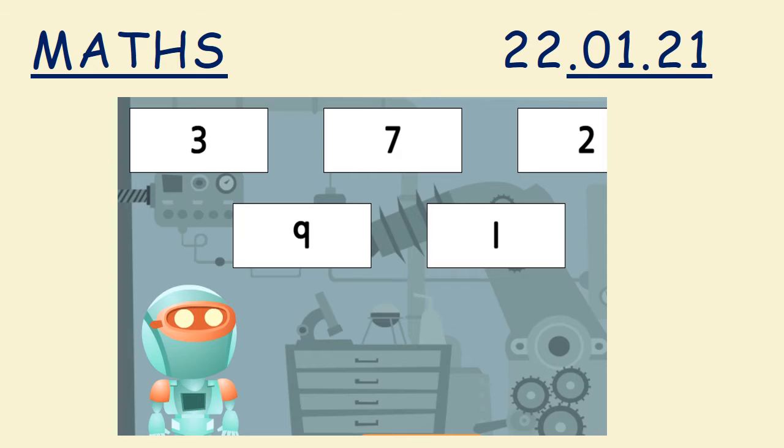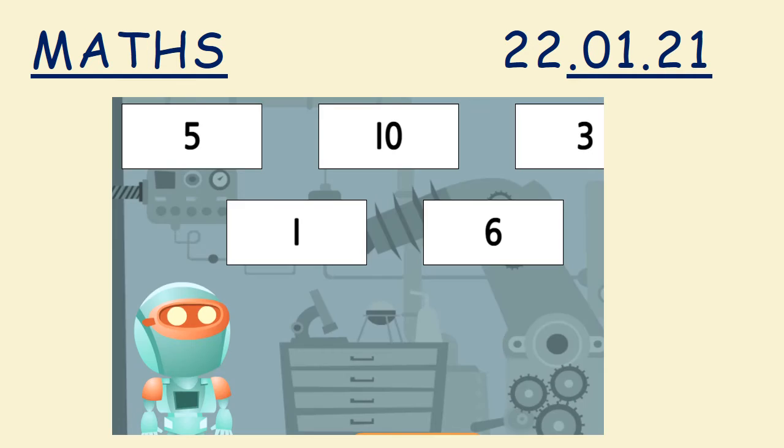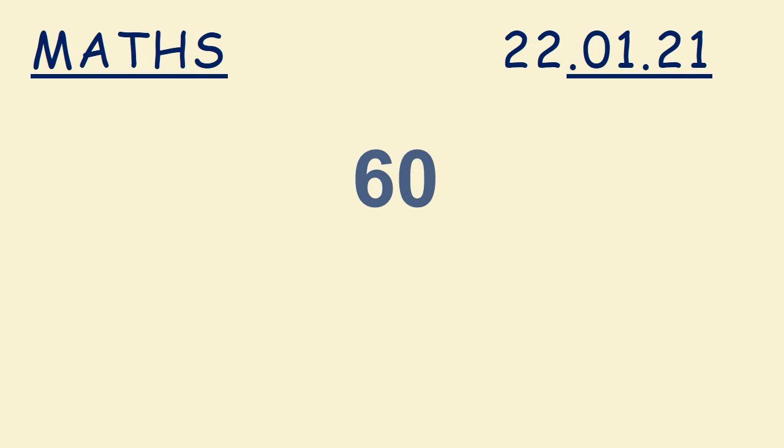Look at the numbers 3, 7, 2, 9 and 1. Write a number which is a multiple of them all. The number could be 630. Look at the numbers 5, 10, 3, 1 and 6. Write a number which is a multiple of them all. The number could be 60.